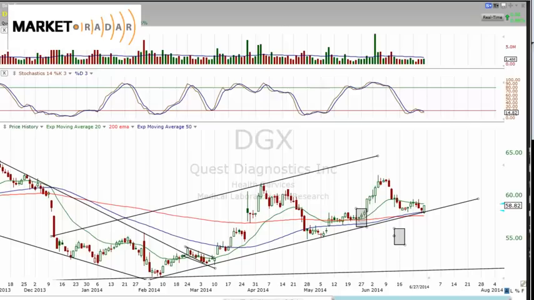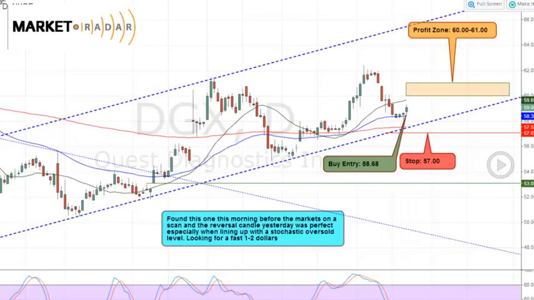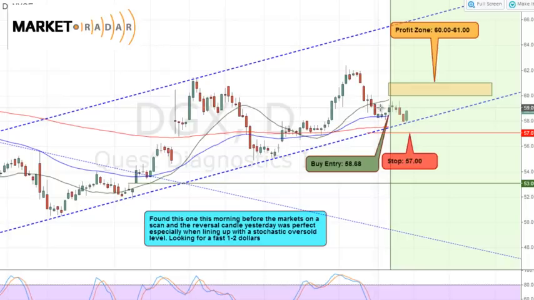And let me see if we can show you what that looks like on DGX. All right, this is what you get on the HPS watch list, so everything gets alerted for you. Buy entry was 68. We took profits on this. It pulled back down to this trend line, and now we're going to look for this profit zone at 60.61. So this trend line gives you automatic stop.